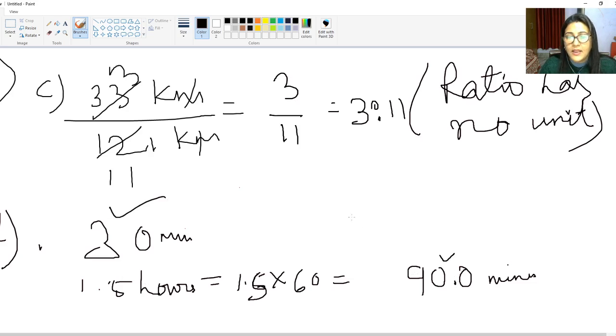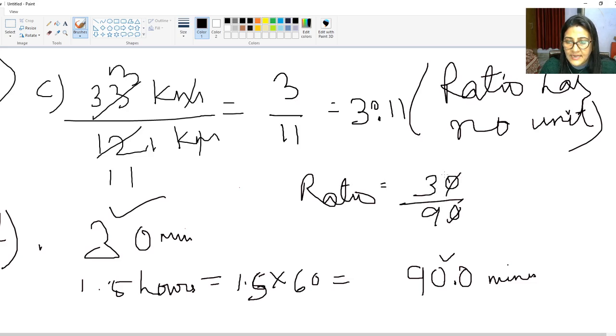Here it was a decimal. So the ratio will be 30 by 90. This 0 and 0 cancel out. Then 3 ones are 3, 3 threes are 9. So the ratio will be 1 is to 3. So in this way you have to complete till question number 7. I hope you got how to convert these things, bring them to the same unit, and after that cancel it out.